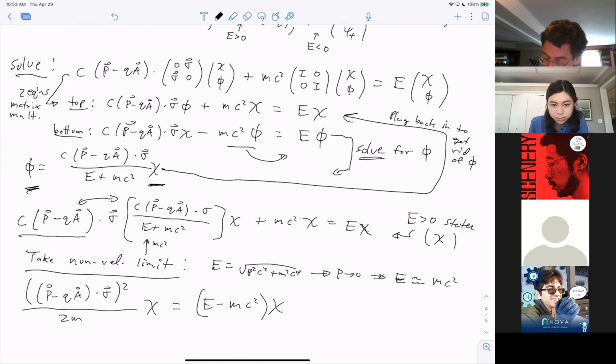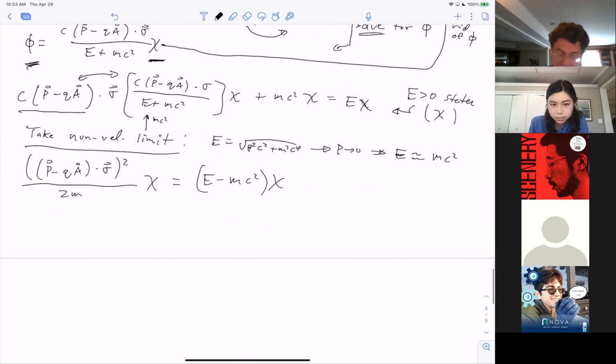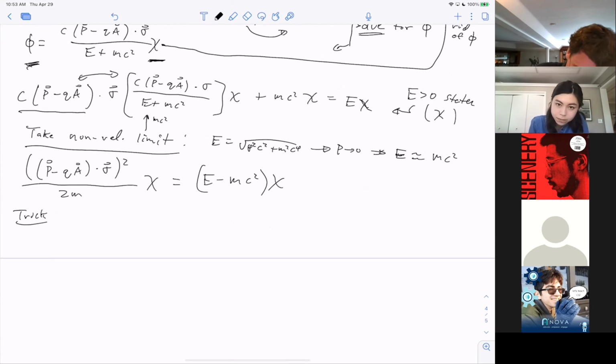So I think that's pretty straightforward. I haven't done any tricks yet, but I'm about to. This part is pretty straightforward. We're just going through the math, some pretty simple algebra. But now I'm going to do something very tricky. It's a big trick. I'm going to use the Pauli matrix identity, and I'm not going to go through all the details of it.